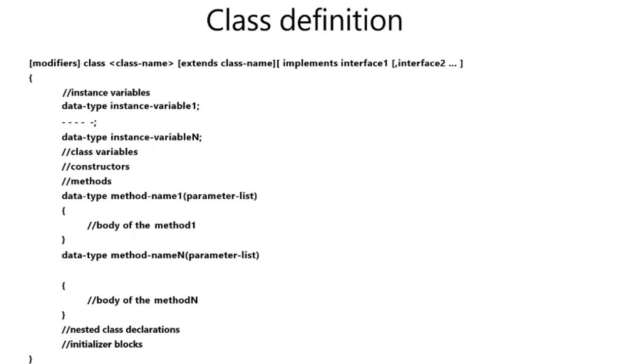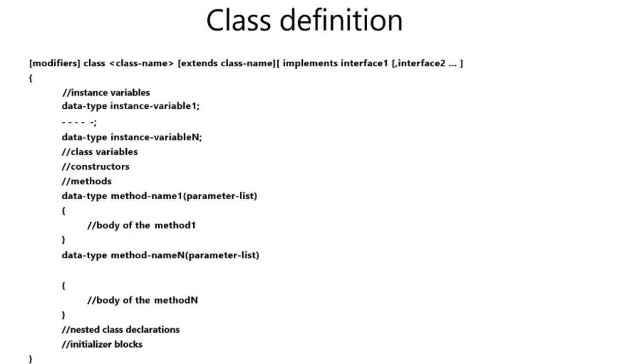So instance variables, these are the data members or attributes which belong to each object. Class variables, these are static data members which belong to the class. Then constructors, these are special member functions which are used for object creation. Then methods, these are the member functions of the class. And these methods are user defined methods.